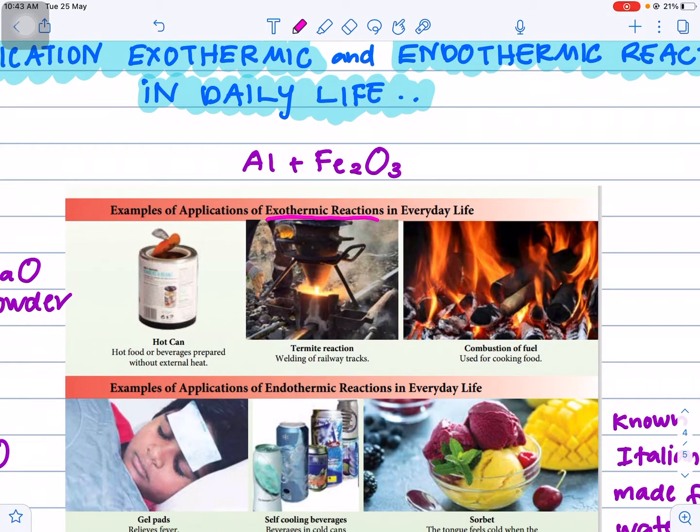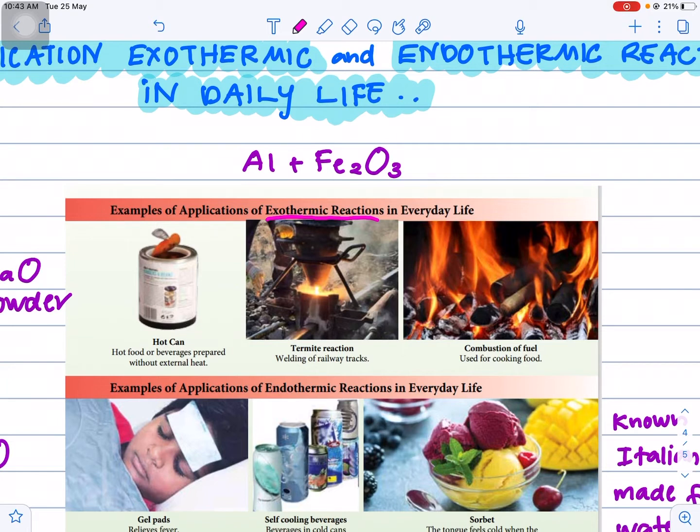So what is a hot can? A hot can is a can with a few layers made from aluminium. Why do we use aluminium? Because aluminium is a very good heat conductor. The exothermic reaction will happen within the layers. In the first layer we put the food, and in the other layers we put the calcium oxide and also the water.